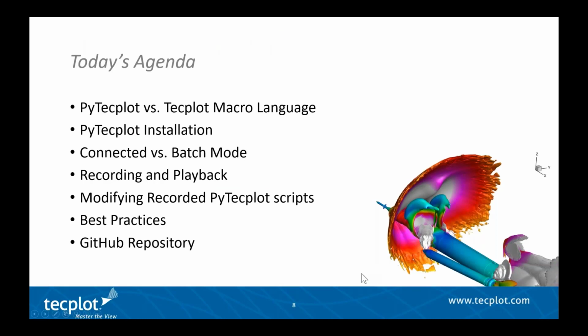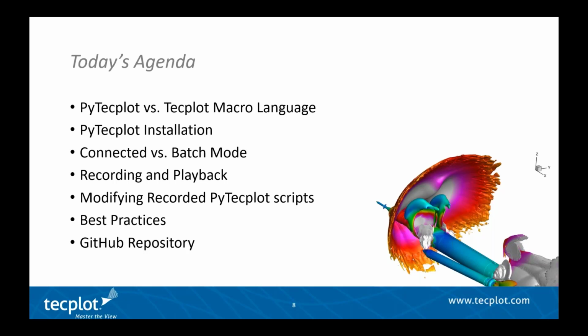All right, so let's dive into the meat of today's agenda. So we're going to be talking about PyTecplot. We're going to start with a brief description of what PyTecplot is and why you might want to use it over the Tecplot macro language, or why you might want to use the Tecplot macro language instead. We'll talk about PyTecplot installation and some of the little gotchas that you might have there. We'll talk about connected versus batch mode. So batch mode is going to be running PyTecplot completely in batch from a command line without a GUI. Connected mode actually uses Python to drive the Tecplot 360 interface, and we'll demonstrate that.